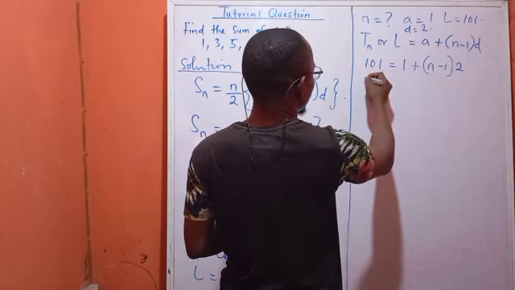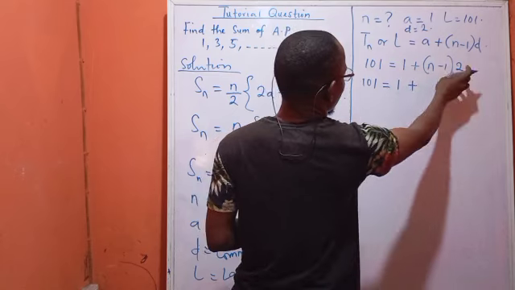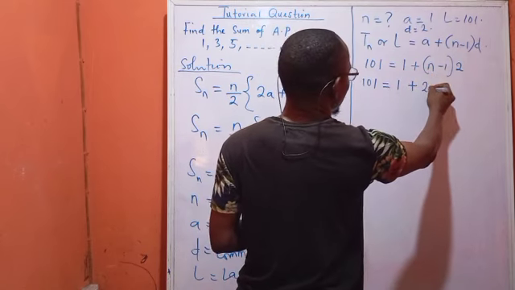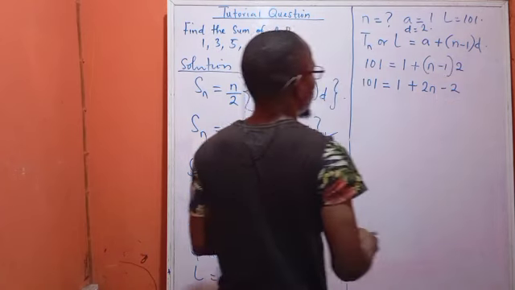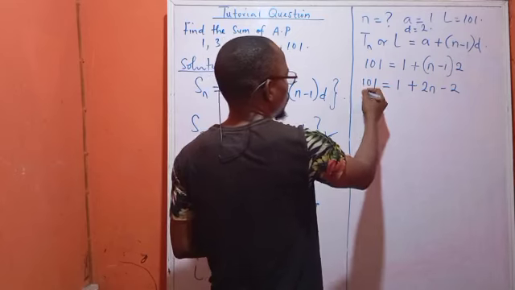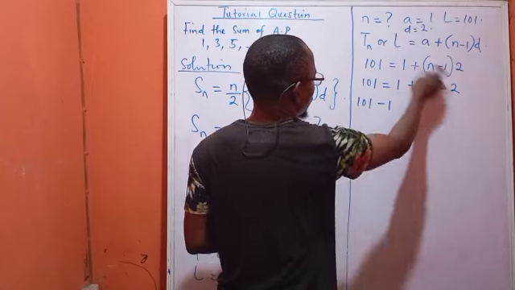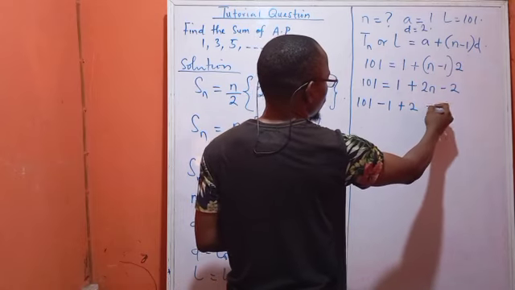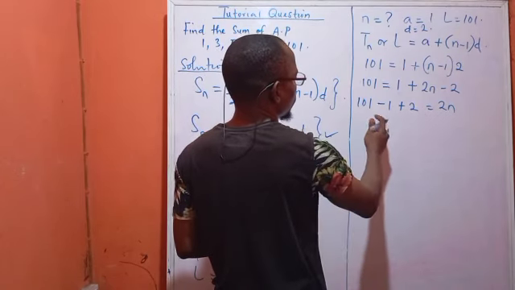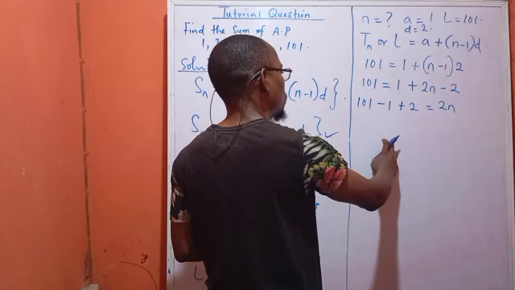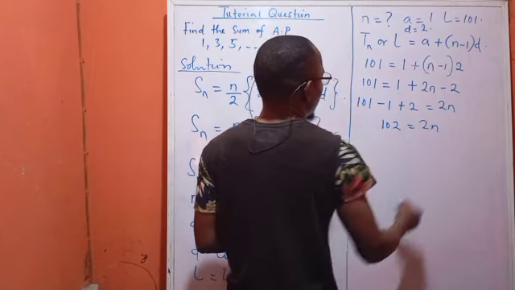So let's open this up. This is 101 equals 1 plus 2 times n, that's 2n, 2 times minus 1, that's minus 2. So let's collect like terms. We'll be having 101 minus 1 plus 2 equals 2n. When we do this, 101 minus 1 is 100, plus 2 is 102, equals 2n.